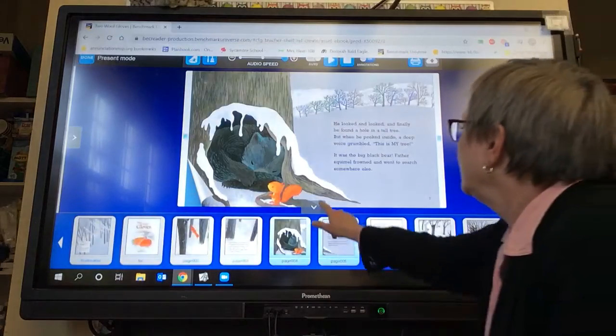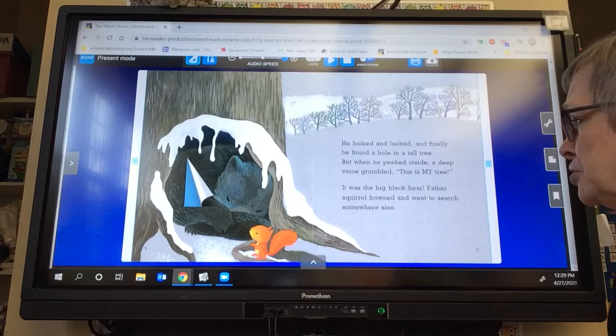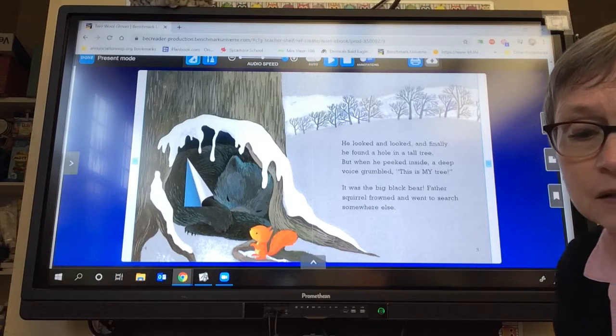He looked and finally he found a hole in a tall tree. But when he peeked inside, a deep voice grumbled, "This is my tree." It was the big black bear. Father Squirrel frowned and went to search somewhere else.